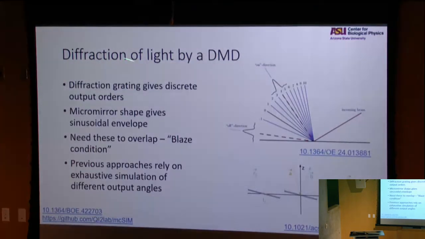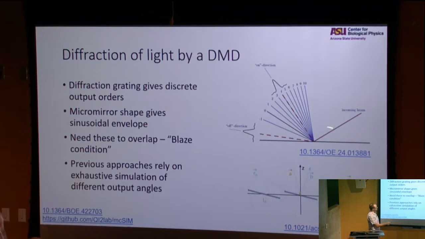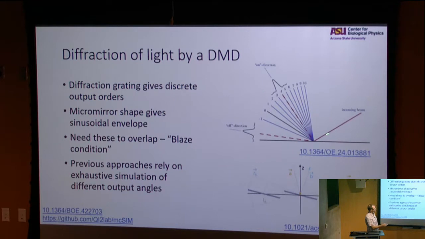The diffraction grating gives discrete output orders, but then the micromirror shape itself gives a sinusoidal envelope on that. If we think about what that looks like, the incoming light will bounce off this grating. Some light will go in the off direction, and then you'll have a bunch of orders in the on direction, and you'll have an envelope on top of that. This is different for every wavelength. No one had really figured out a way to properly do a forward model to ask, how should I configure the entire experimental system to run this in a polychromatic situation? It turns out this hadn't been done to figure out how to recombine the patterns with high fidelity.